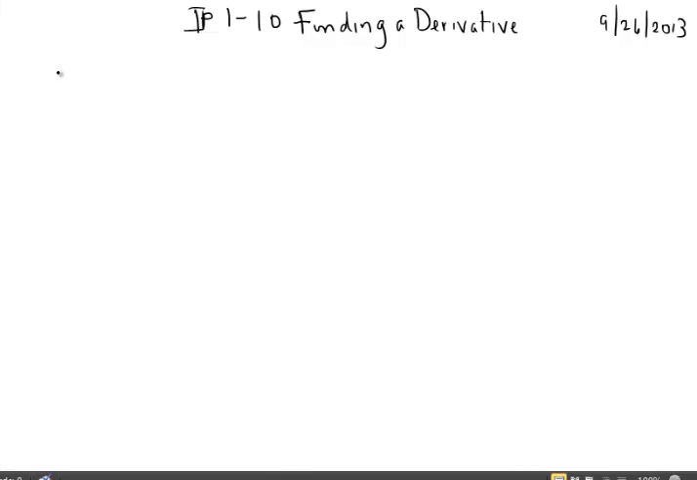Hey everybody, I thought that we would do one of the 6 problems on that little strip of worksheet together to get you going. So on your notebook paper, go ahead and title it IP 1-10, Finding a Derivative. And as I scan these 6 questions, I think I'm going to pick on problem 18.